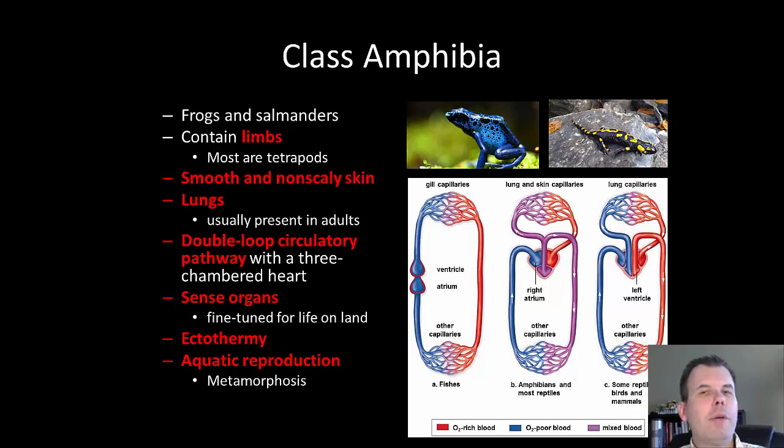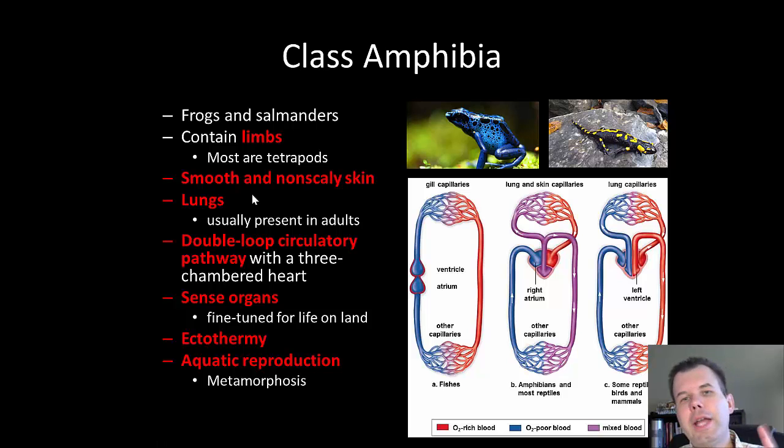All right, so now we get into the amphibians, and the amphibians are important because they're the first vertebrates onto the land, and these include the frogs and salamanders, and these contain limbs. These are the first tetrapods, the four legs getting onto the land, and I give these great examples of the frog and salamander here. Again, now they've also lost their scales. They're more smooth and non-scaly.